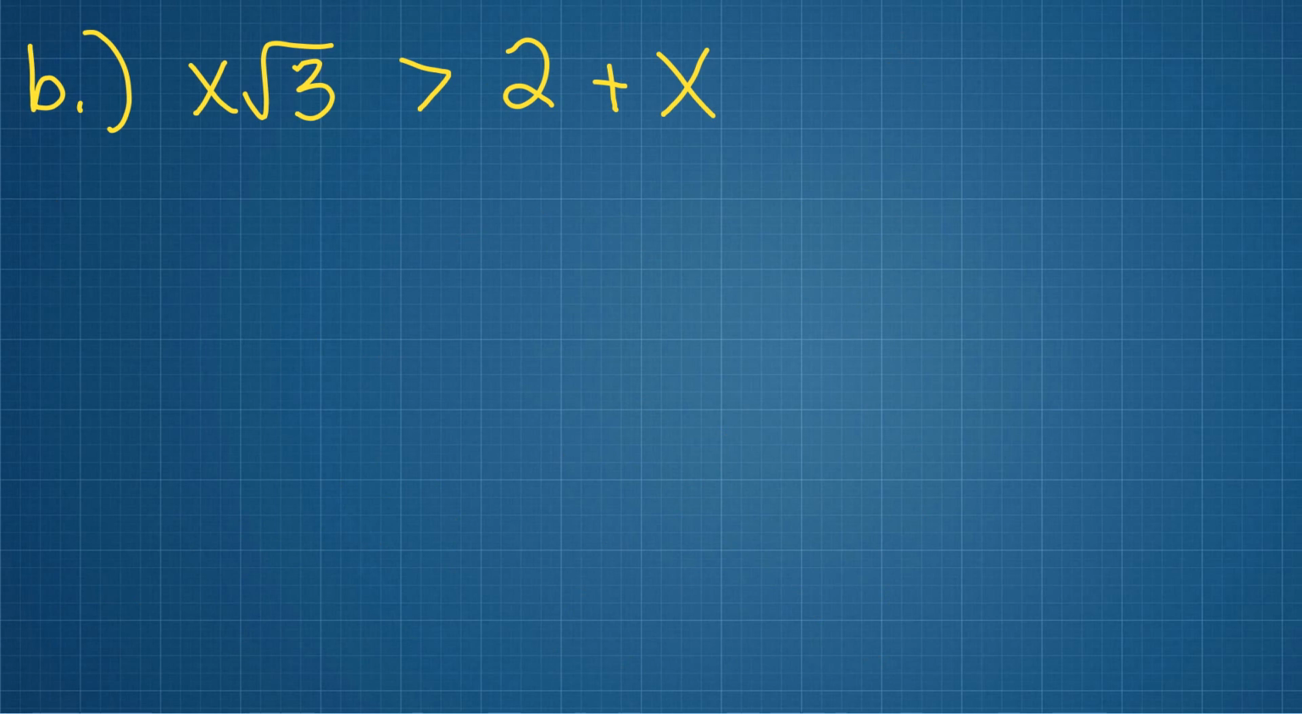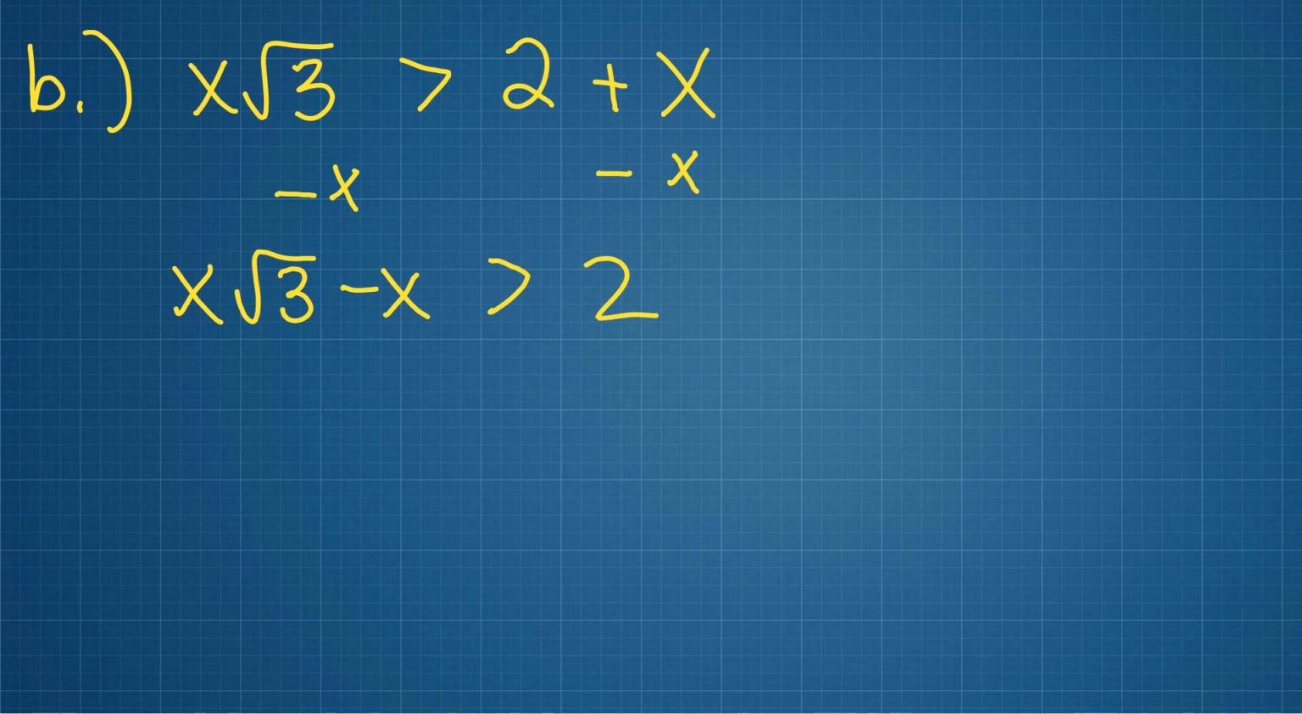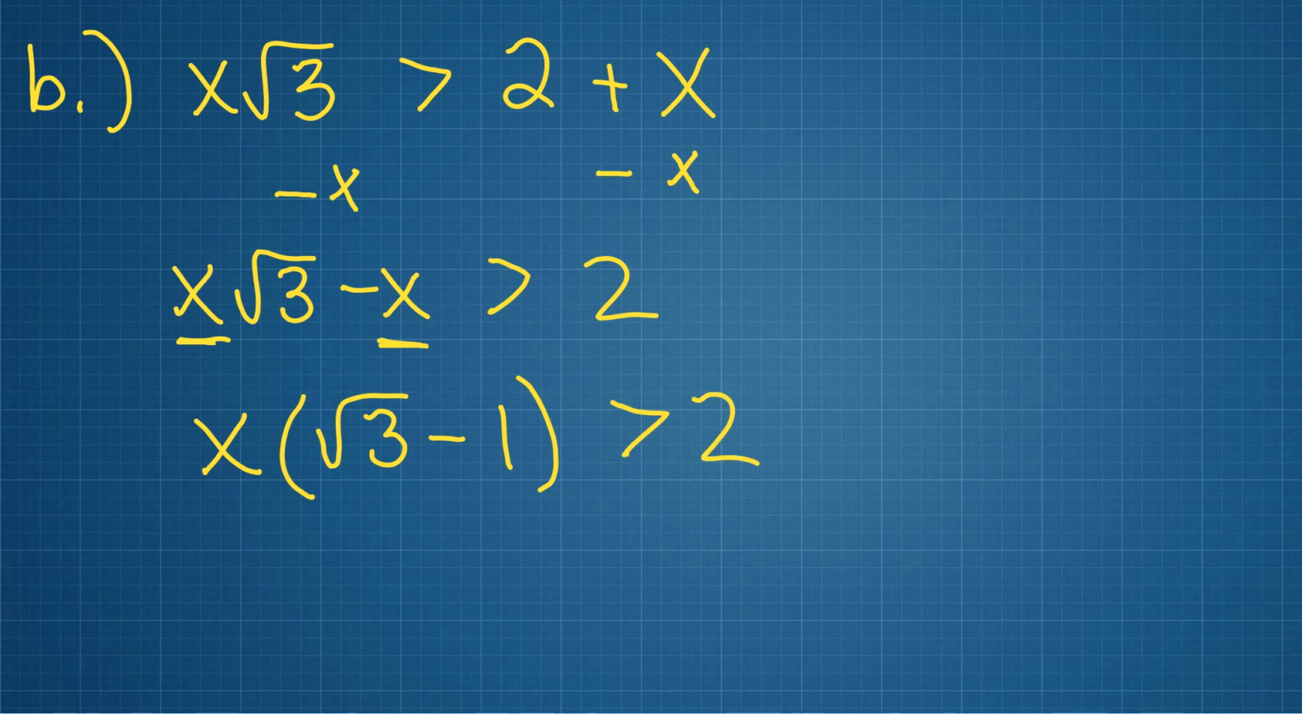Alright, this one's pretty tough. It takes a little bit of slick math work going on. So the first thing I'm going to do is I'm going to minus x from both sides just because I like to get my x's on the same side. Now they're not like terms because that has an x radical 3 and that's an x. They're not like radicals. So I'm just going to write x radical 3 minus x is greater than 2. Now what I do notice is these have an x in common. So I'm going to pull out that x. I'm going to put radical 3 minus 1 inside there, and it's greater than 2.